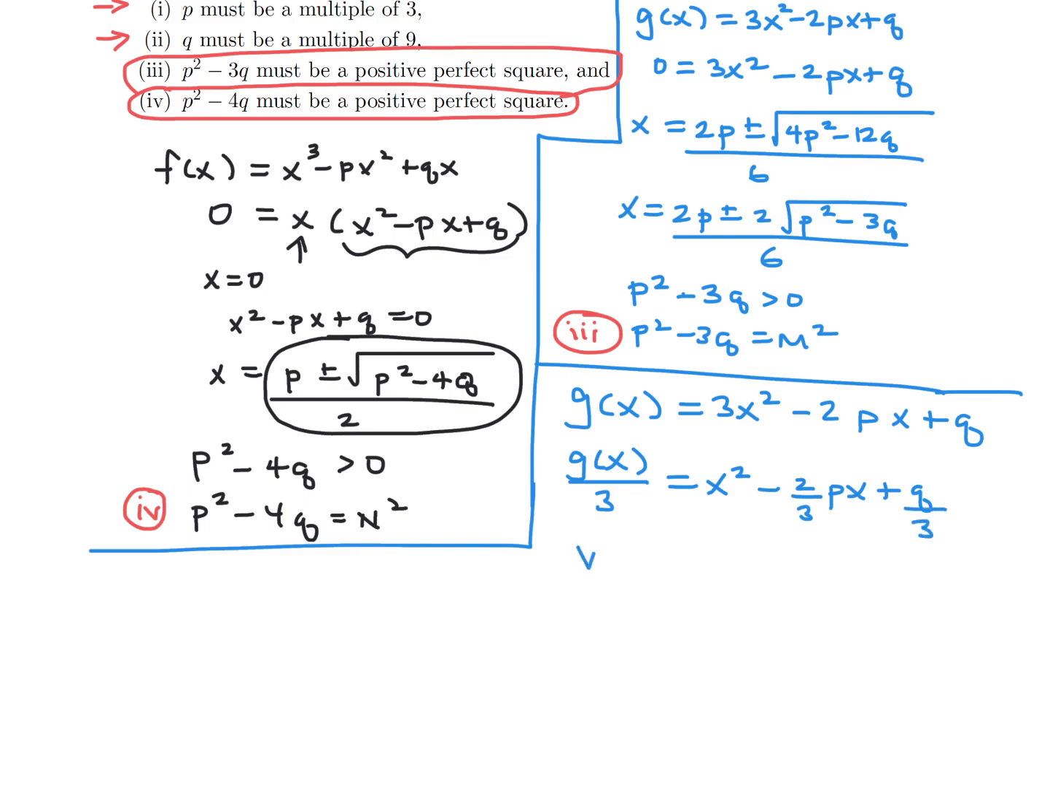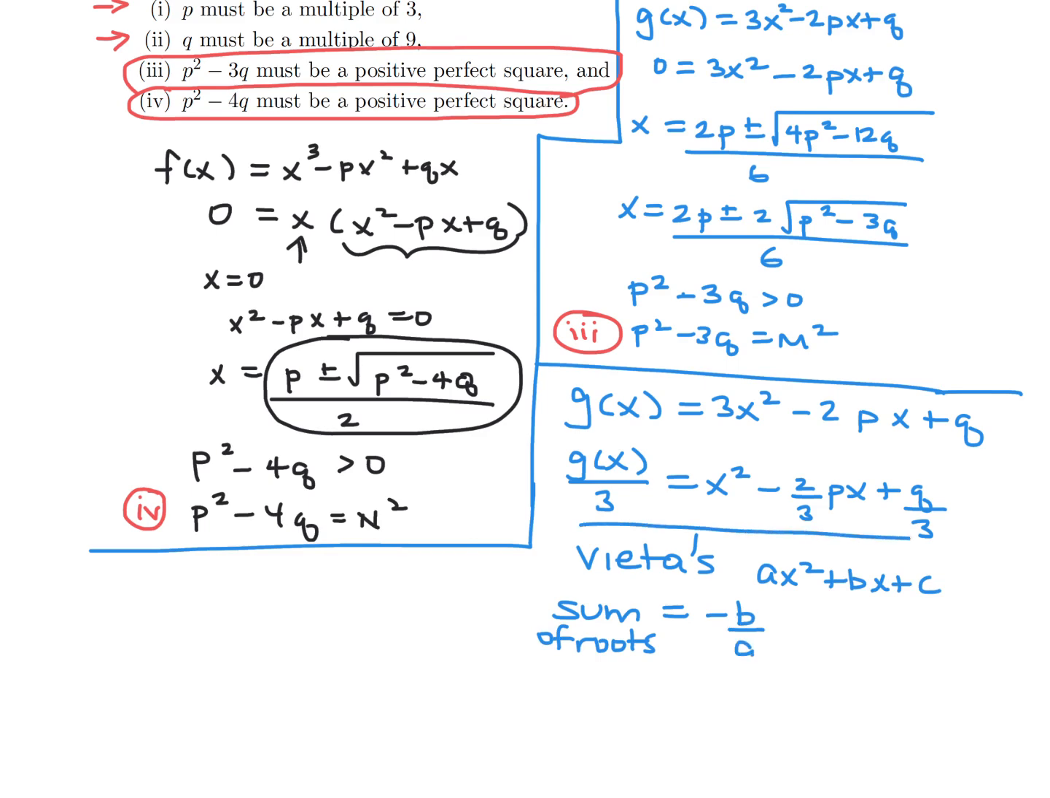Now, you all remember Vieta's formula that allows you to look at the sum. If you have ax squared plus bx plus c, the sum of the roots in that equation can be calculated as minus b over a. If you apply that here, that would be 2p over 3. And the product of the roots, according to Vieta's, is c over a. If you apply c over a to this, it becomes just q over 3.